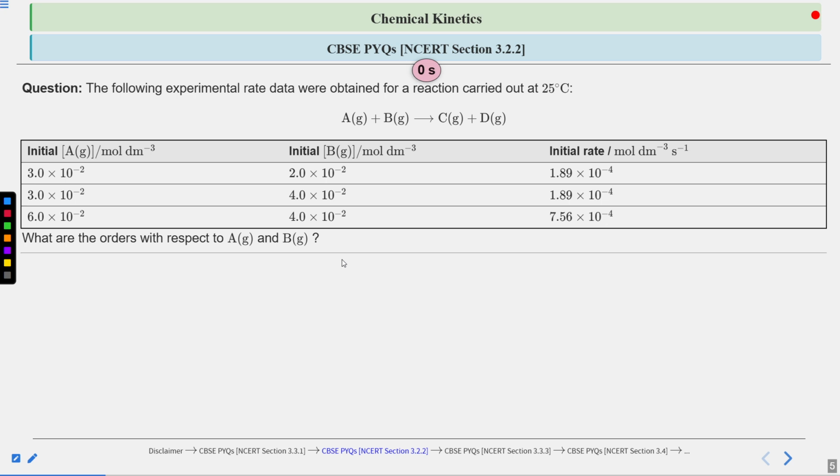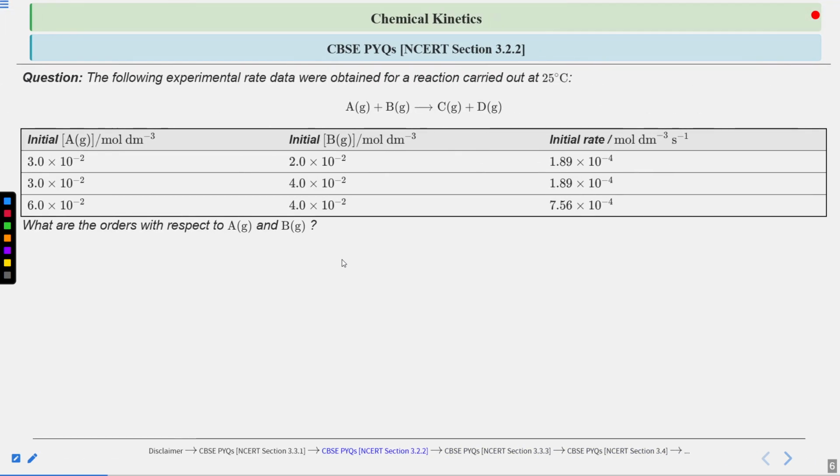Okay, let's see. So for this given question, first of all, the rate of reaction. So we have to determine the order of the reaction with respect to both reactants present.